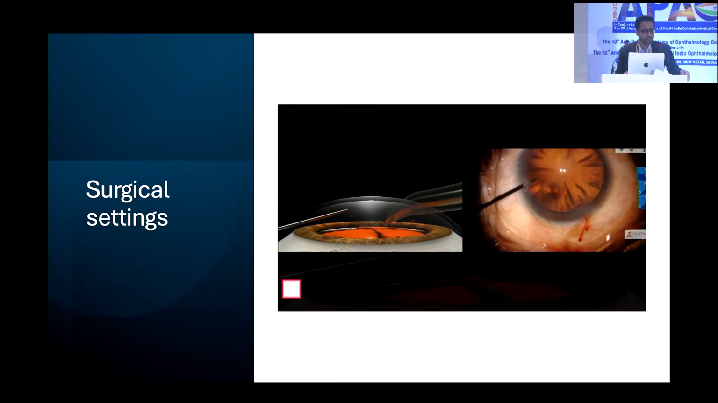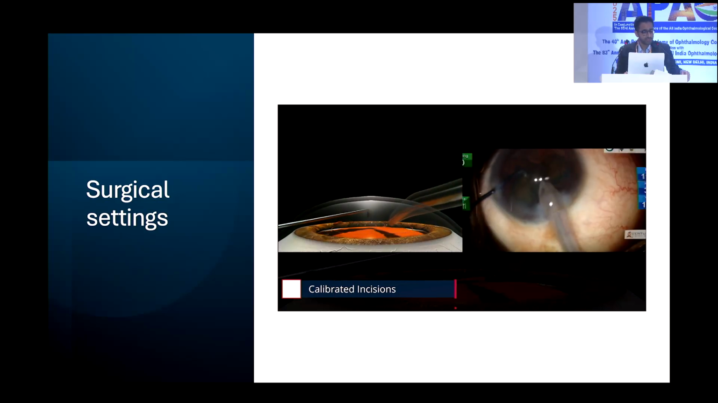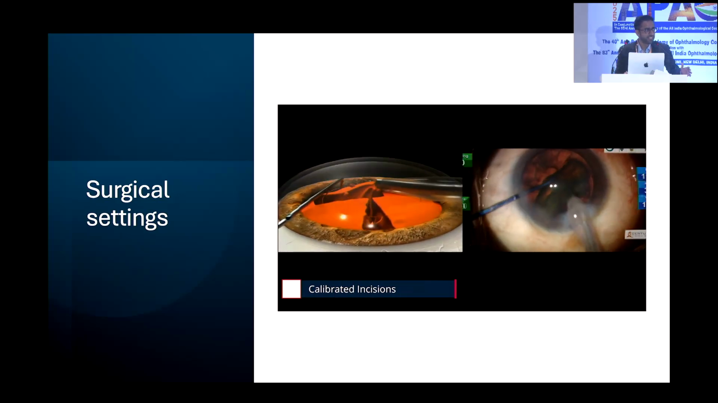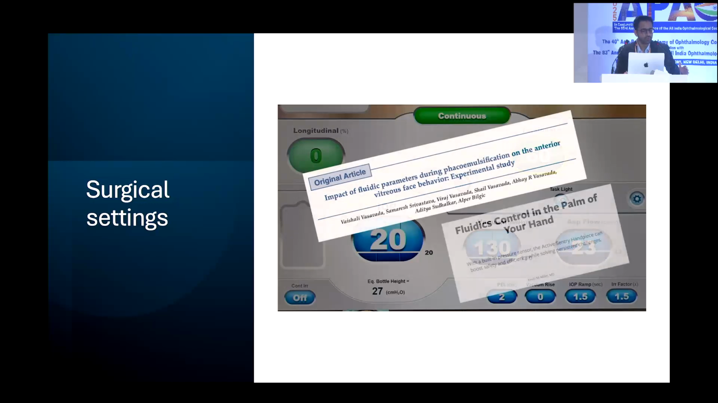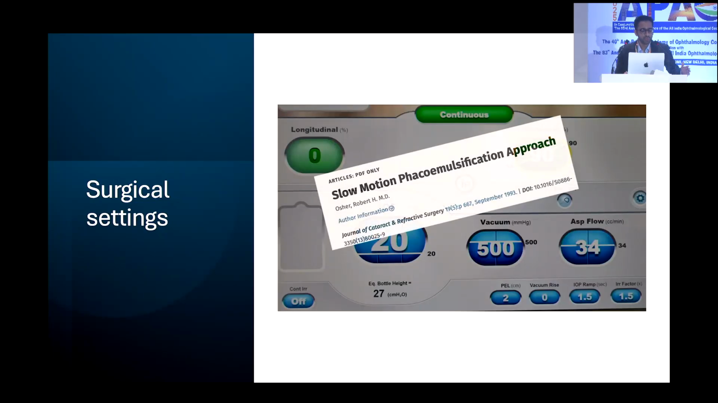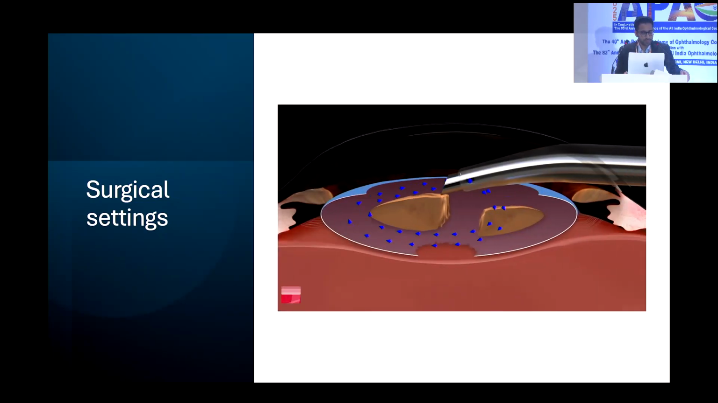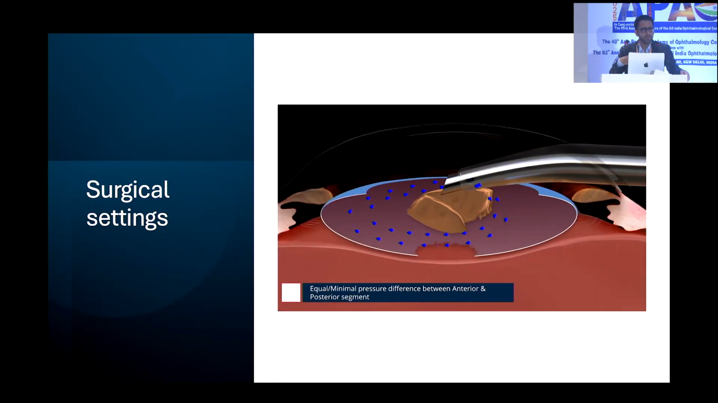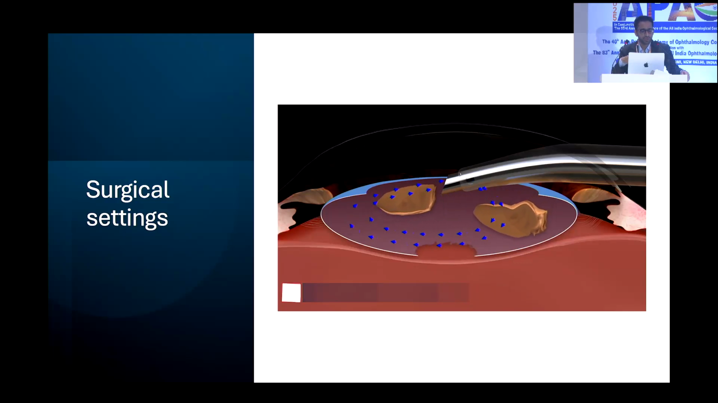So talking about the prerequisites, first you need to have a calibrated incision, whether it is a side port or main port, because you don't want to have any fluctuations. Active fluidics is one more thing, and then the use of slow motion phaco is also very important. The aim here is to have minimal pressure difference between the anterior segment and the posterior segment, because if you have minimal pressure difference, there's no pushing back of the nucleus, and the chances of an anterior capsular tear becoming a wraparound tear decrease.